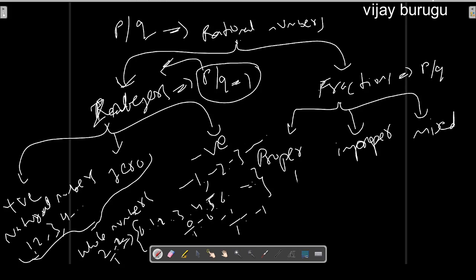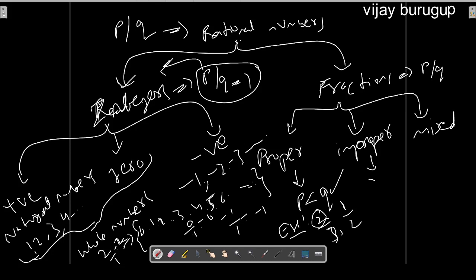Proper fractions are nothing but, if the numerator of the fraction is less than the denominator, then those are called proper fractions. For example, 2 by 3, 1 by 2. Here 2 is less than 3. That means the numerator is less than the denominator. P is less than Q. So this is a proper fraction. Similarly 1 by 2. Here 1 is less than 2. So this is also a proper fraction.